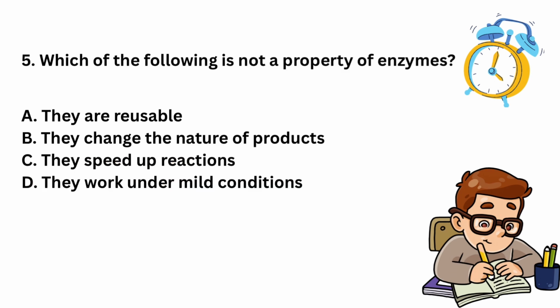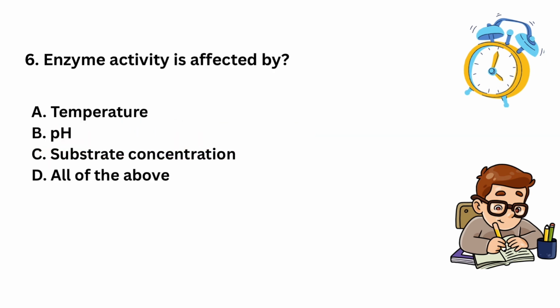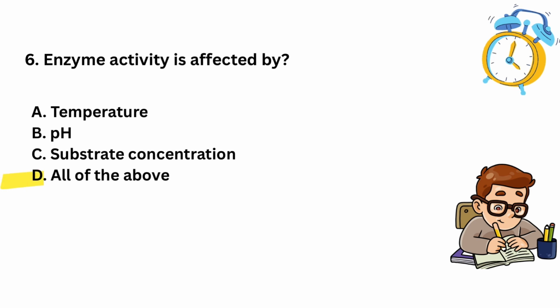Which of the following is not a property of enzyme? The answer is they change the nature of the product. Enzyme activity is affected by. And the answer is all of the above: the temperature, the pH, and the substrate concentration.